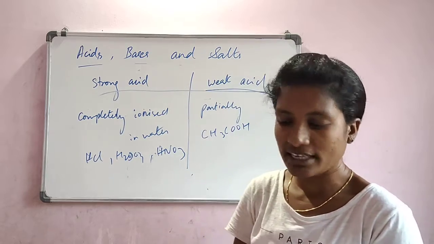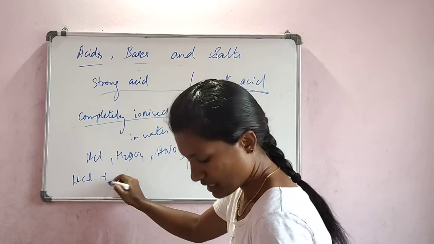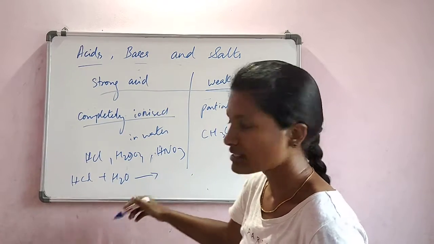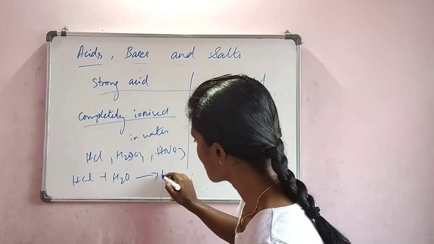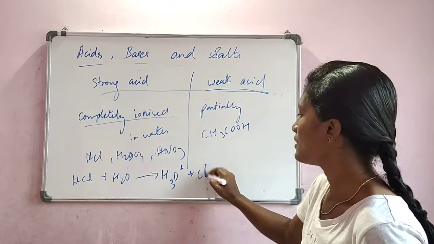Another thing: why is it completely ionized? HCl combining with water, or getting ionized, gives us a hydronium ion and a chloride ion.